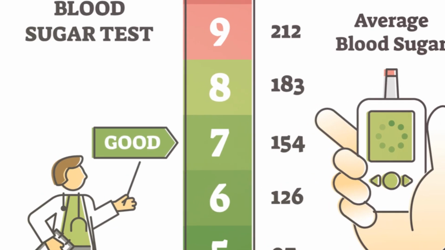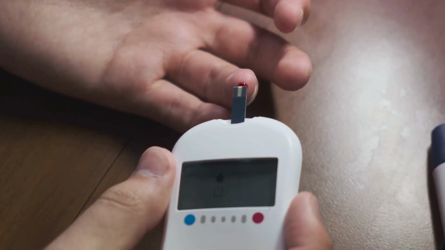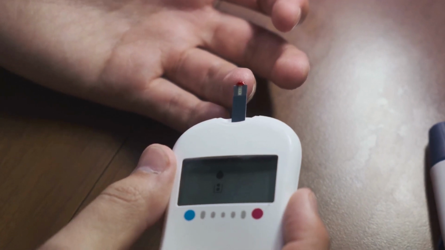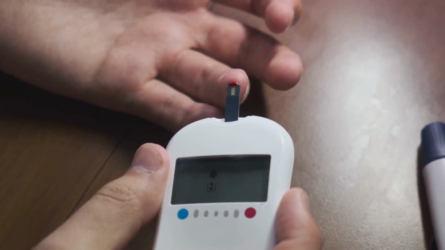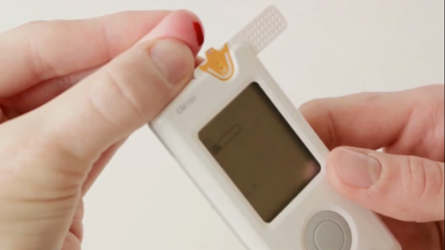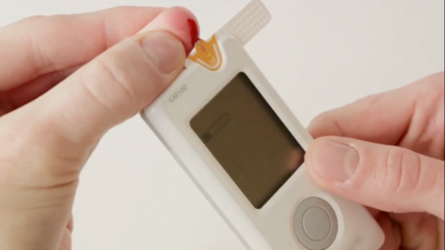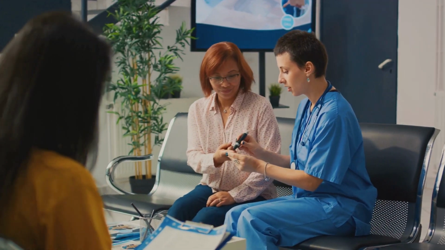Normal glucose levels vary throughout the day. Typically, they're lowest in the morning before we eat and rise after meals. A healthy fasting glucose level, that's the level before you eat, is usually between 70 and 100 milligrams per deciliter. 2 hours after you eat, it should be less than 140 milligrams per deciliter. But when these levels become abnormal, we start to see glucose disorders.